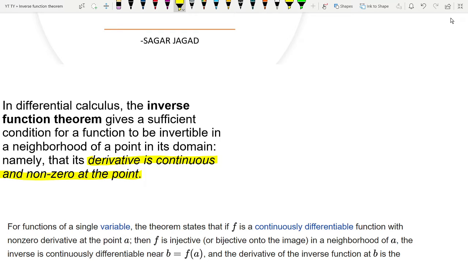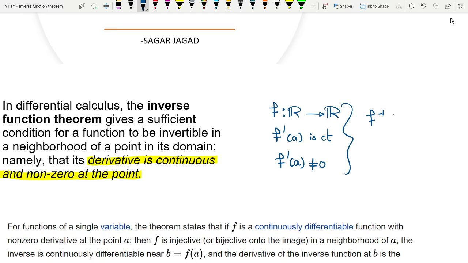that point. That means, in simple words, if I have a function from R to R only initially, and then we can generalize it. Suppose I have a function from R to R such that its derivative is continuous at point A. Also, my f dash at A, meaning the derivative at point A, is not equal to 0. Then this inverse function theorem tells you that the inverse of this function, f inverse, would exist in a neighborhood of A.